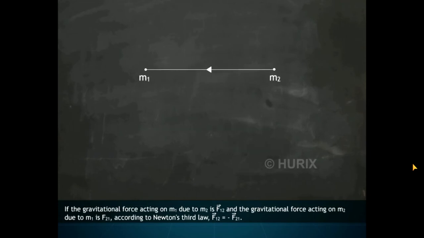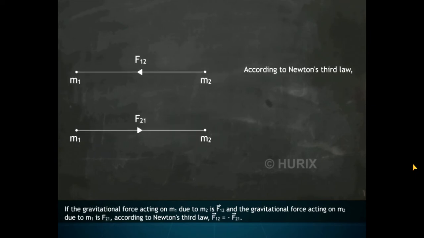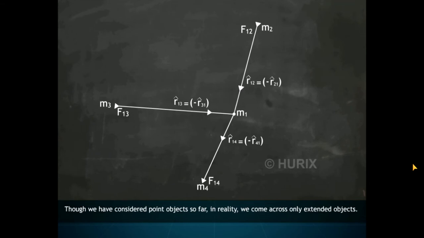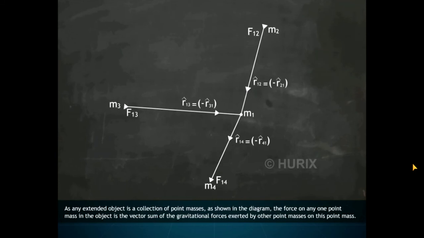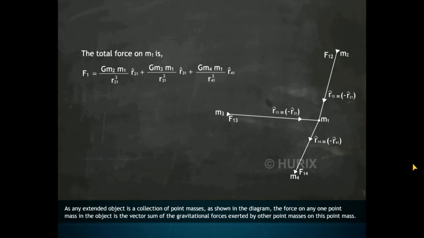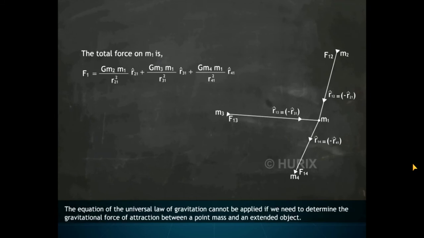If the gravitational force acting on m1 due to m2 is F12 and the gravitational force acting on m2 due to m1 is F21, according to Newton's third law, F12 equals minus F21. Though we have considered point objects so far, in reality we come across only extended objects. Any extended object is a collection of point masses as shown in the diagram, so the force on any one point mass in the object is the vector sum of the gravitational forces exerted by the other point masses on this point mass. The equation of the universal law of gravitation cannot be applied directly if we need to determine the gravitational force of attraction between a point mass and an extended object.